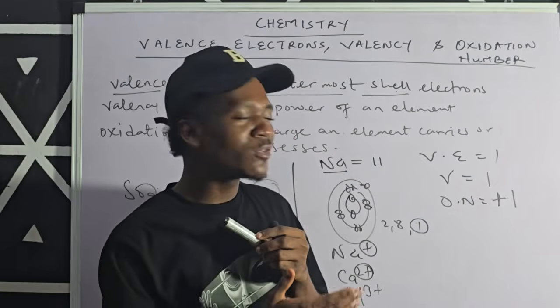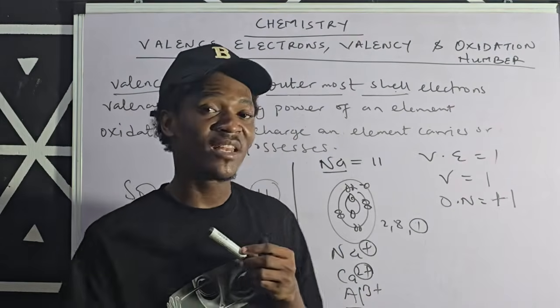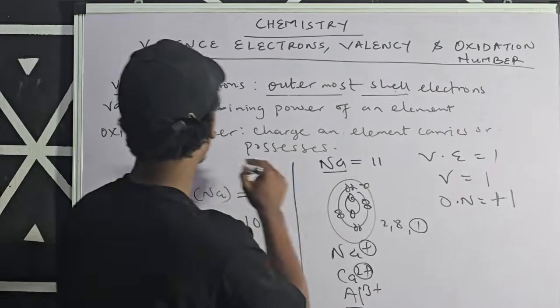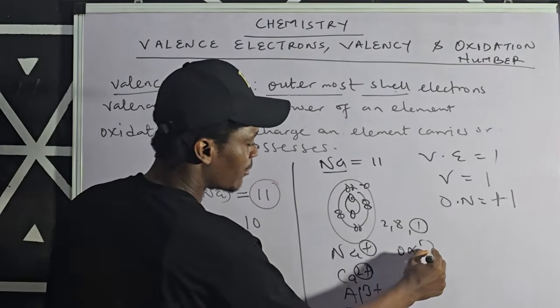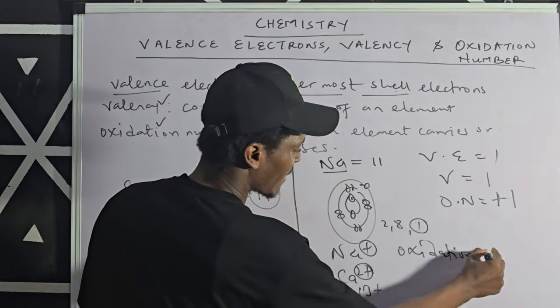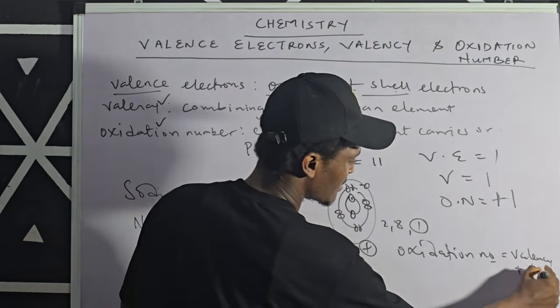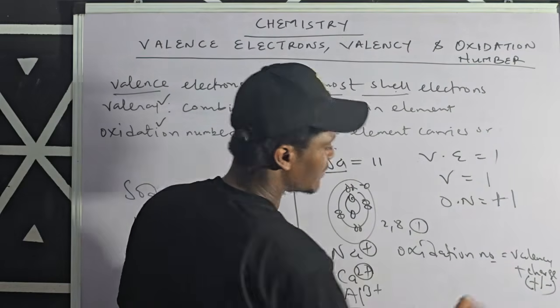So in this case, what do you observe? Can I say that oxidation number is valency plus charge? Yes, it's very correct. So the relationship between oxidation number and valency is that oxidation number is giving us valency plus charge. And you know that the charge could either be positive or negative.